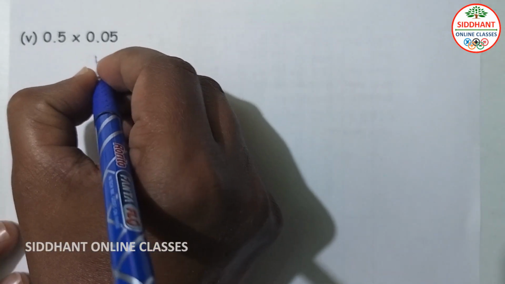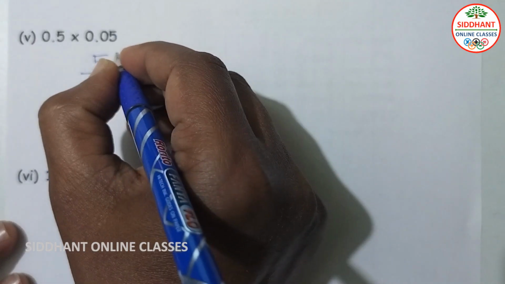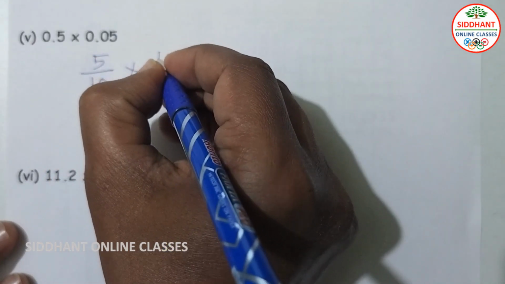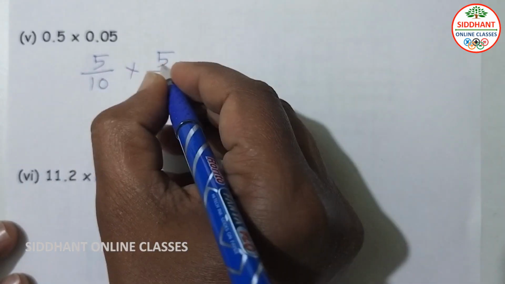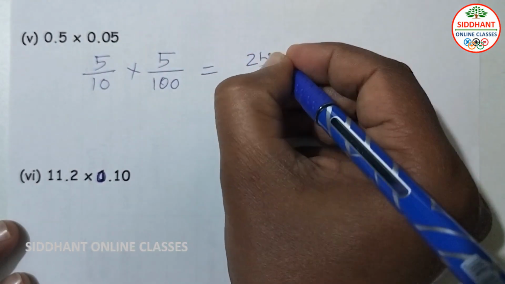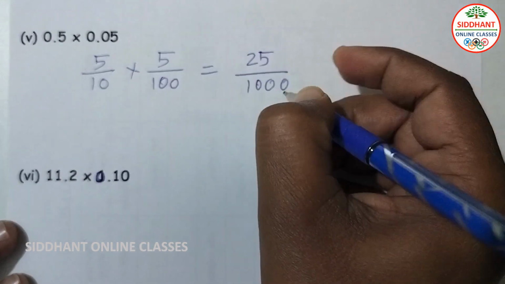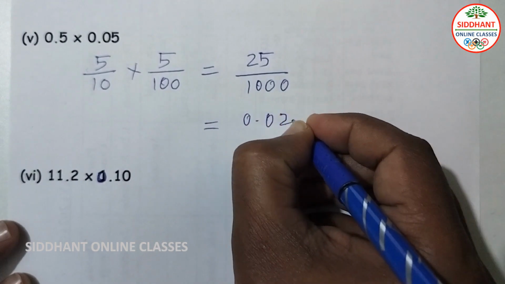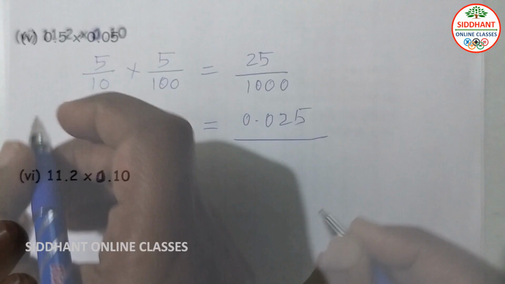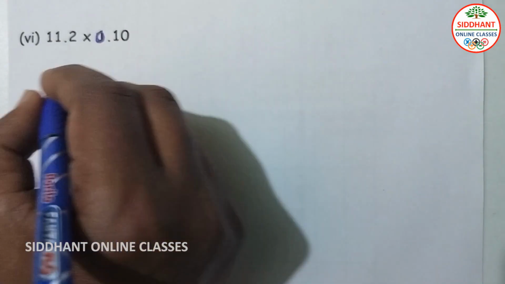Fifth one, 0.5 into 0.05. 0.5 can be written as 5 by 10 and 0.05 can be written as 5 by 100. 5 into 5, 25, and 10 into 100, 1000, and this can be written as 0.025.